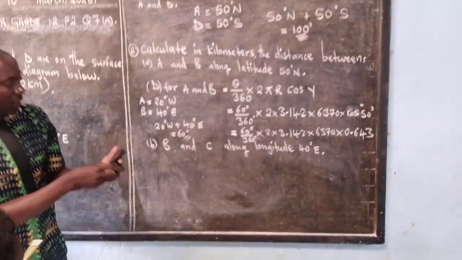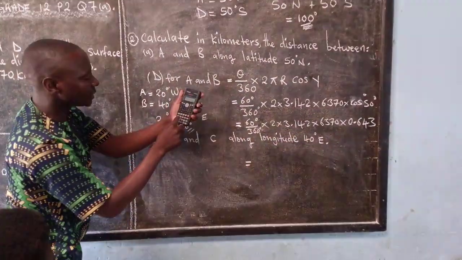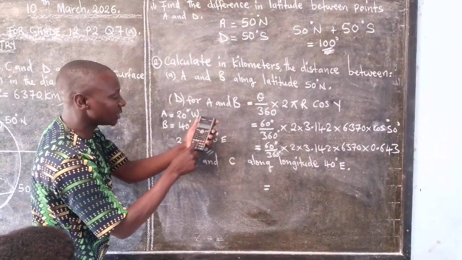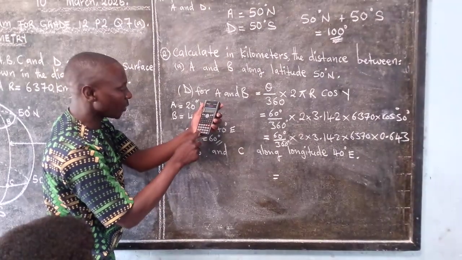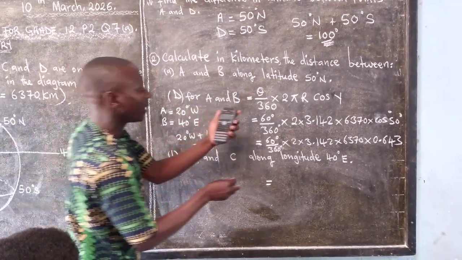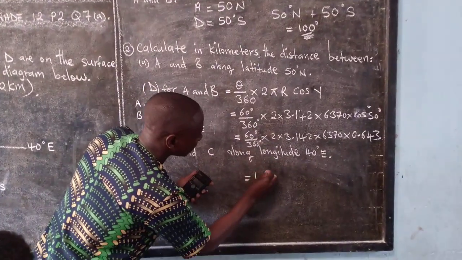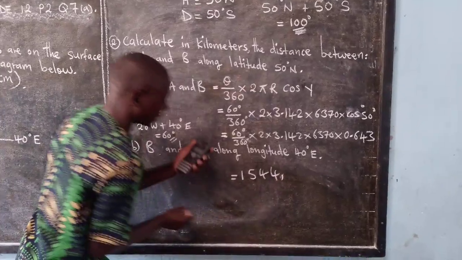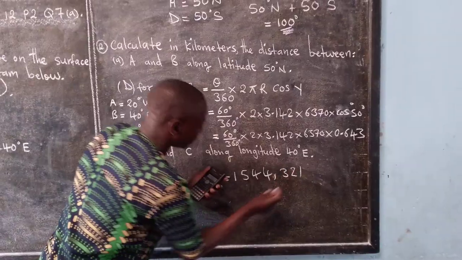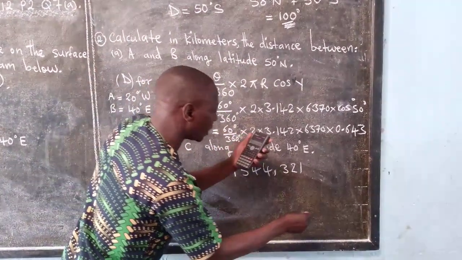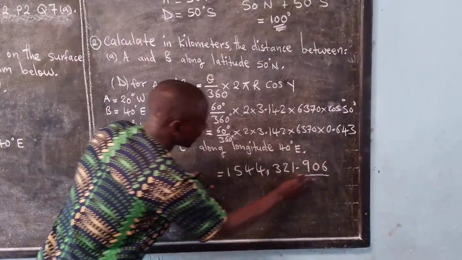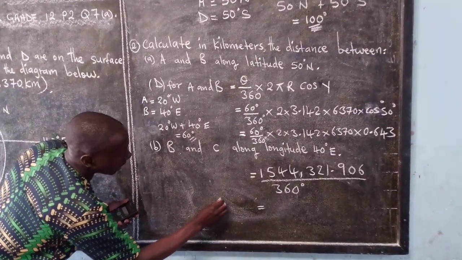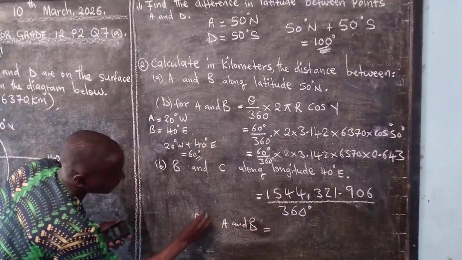0.643. Then in maths, we need to punch everything on top there. We are going to say 60 times 2 times 3.142 times 63.70 times 0.643. The answer will be 1,544,321 million, 0.906. Divided by which number? 360 degrees. Our final answer for the distance between A and B.